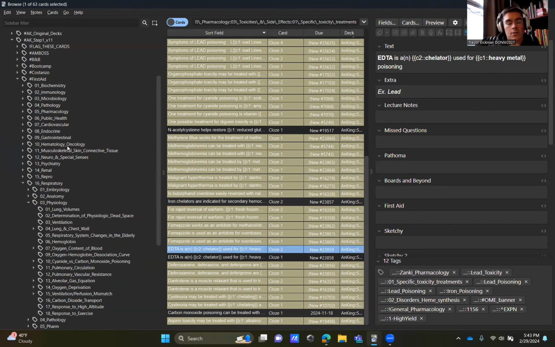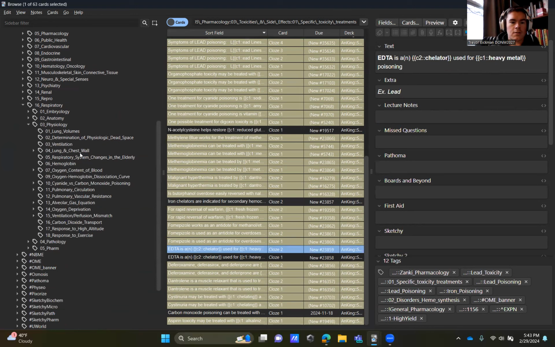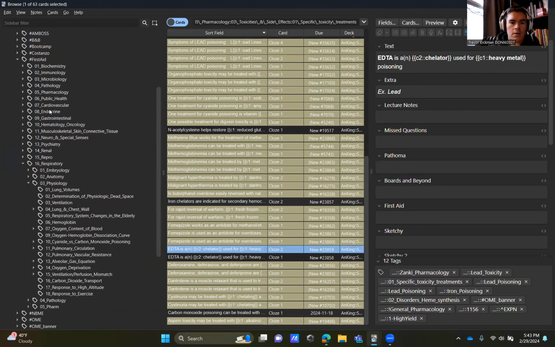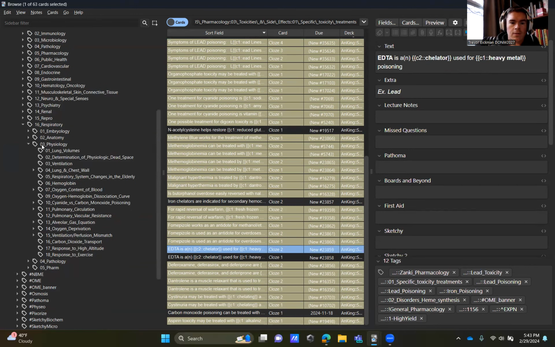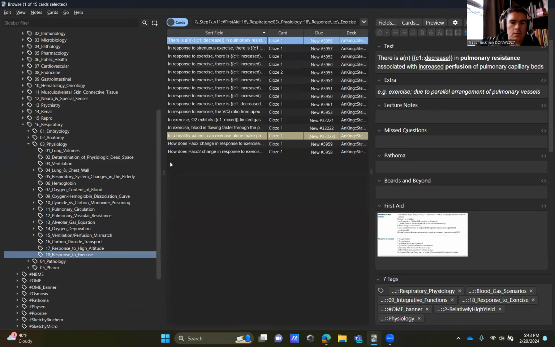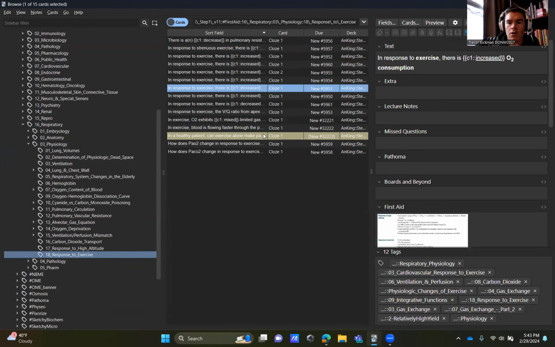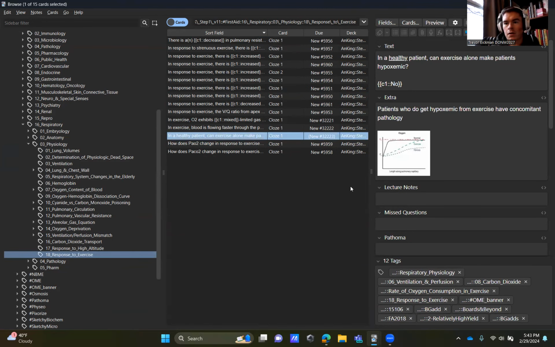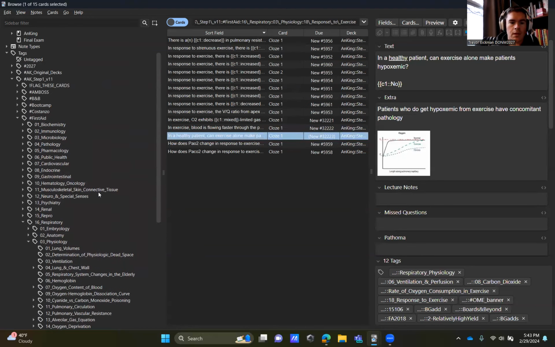And then we had the exercise lecture on cardiology and respiratory system. There are no cards in the cardiology section that I could find. So I didn't worry about that. But in respiratory, under physiology, there's a specific response to exercise. I grabbed all of them except this one, just because this seems kind of advanced and didn't apply to the lecture. So I didn't grab this one, but all the other ones are good.